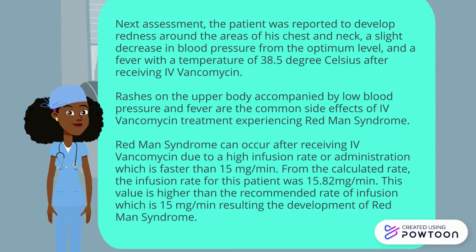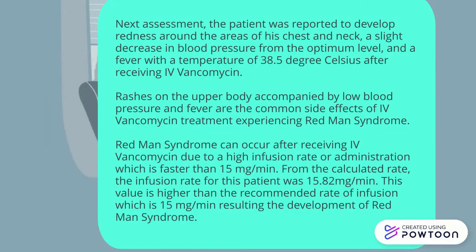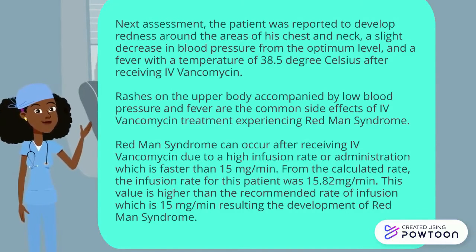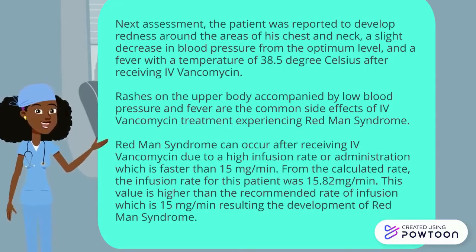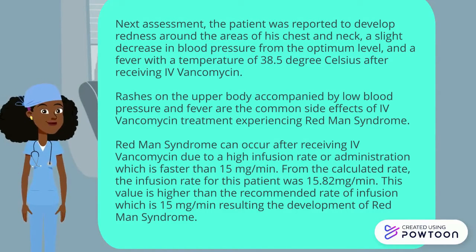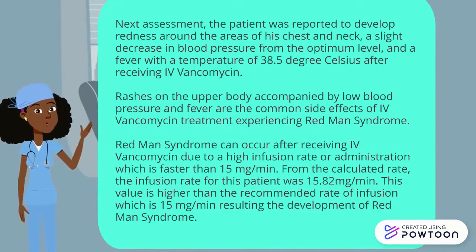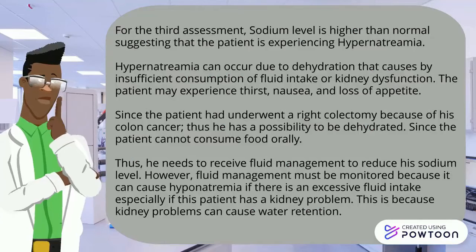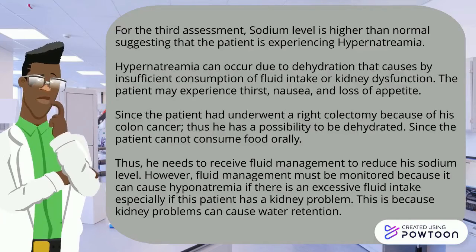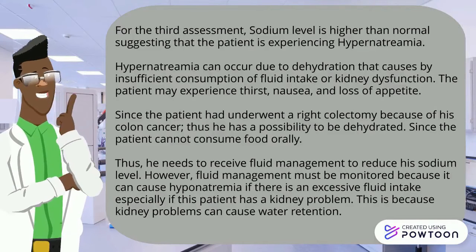Red man syndrome can occur after receiving IV vancomycin due to a high infusion rate of administration, which is faster than 50 mg per minute. From the calculated rate, the infusion rate for this patient was 15.82 mg per minute. This value is higher than the recommended rate of infusion, which is 15 mg per minute, resulting in the development of red man syndrome.